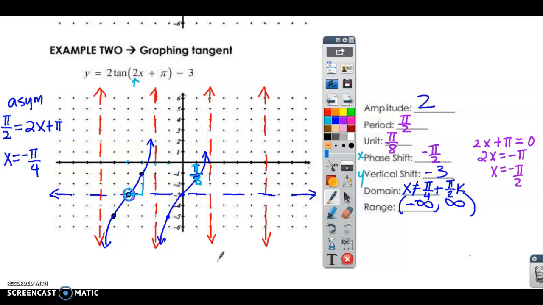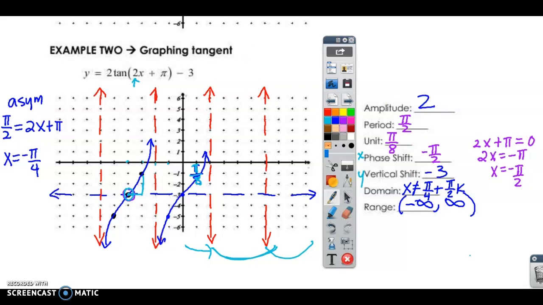How do we say that? Pick one. In this case, I usually pick the one to the right of the y-axis, which is pi over 4, because it's pi over 8, plus another pi over 8, 2 pi over 8, which is pi over 4, plus the period times k. In this case, the period is pi over 2. So if I add pi over 2, I'm going to get another asymptote. If I add another pi over 2, I'm going to get another asymptote.